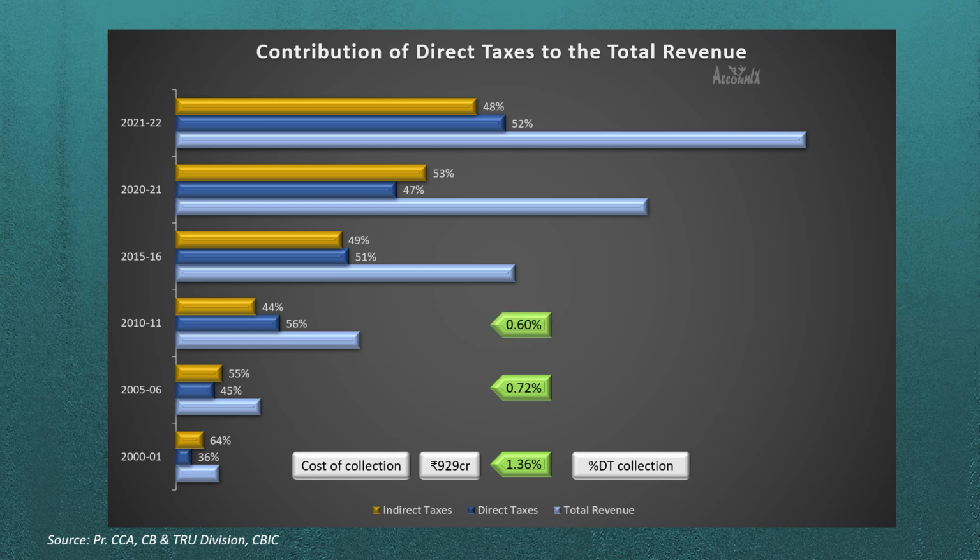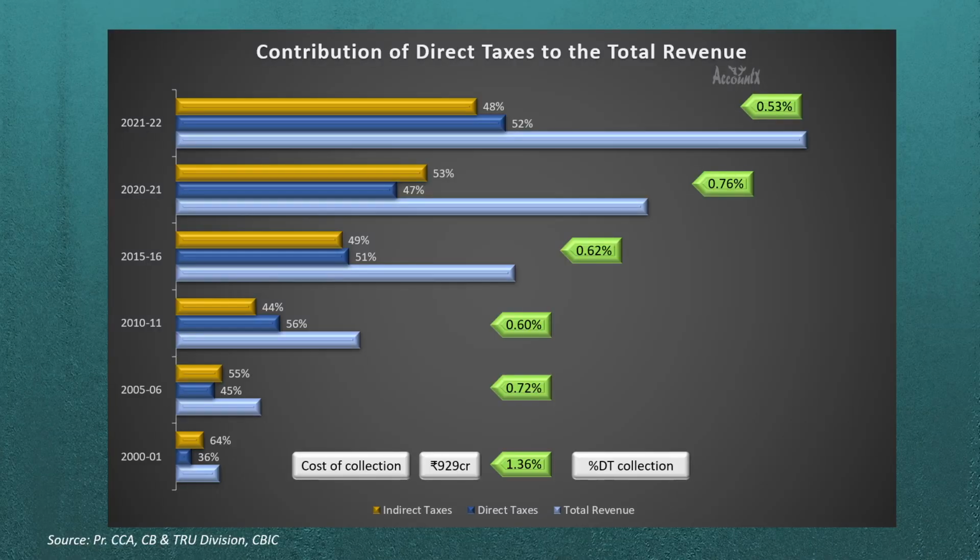In 10-11, 0.6%. In 15-16, 0.62%. In 2020-21, 0.76%, and in 2021-22 it has reduced to about 0.53%. So the summary here is there is an increase in proportion of direct taxes, and this increase has contributed to reduction in the cost of collection.